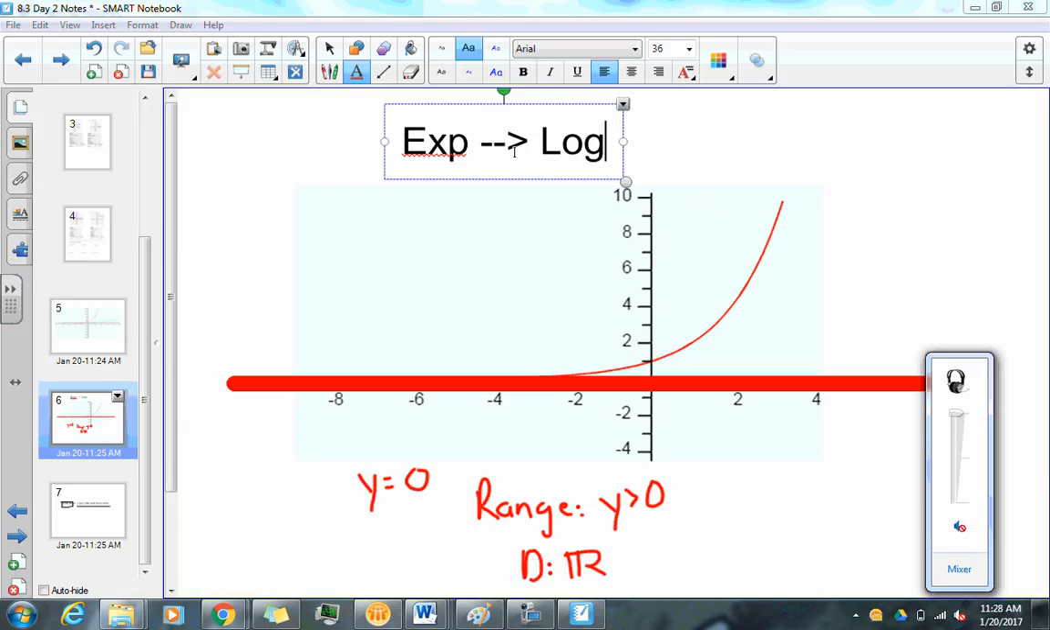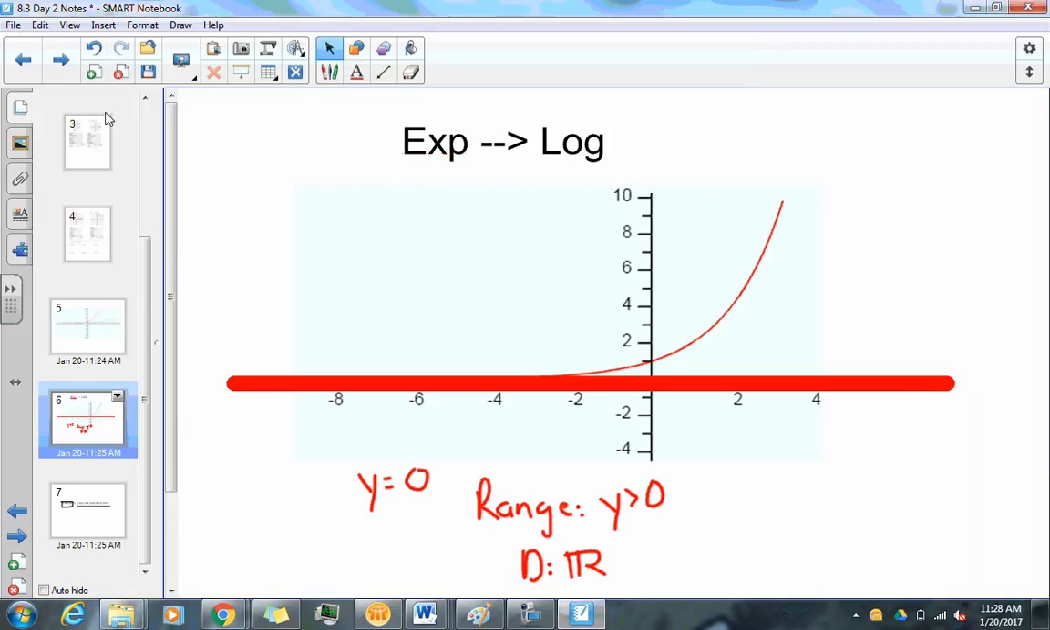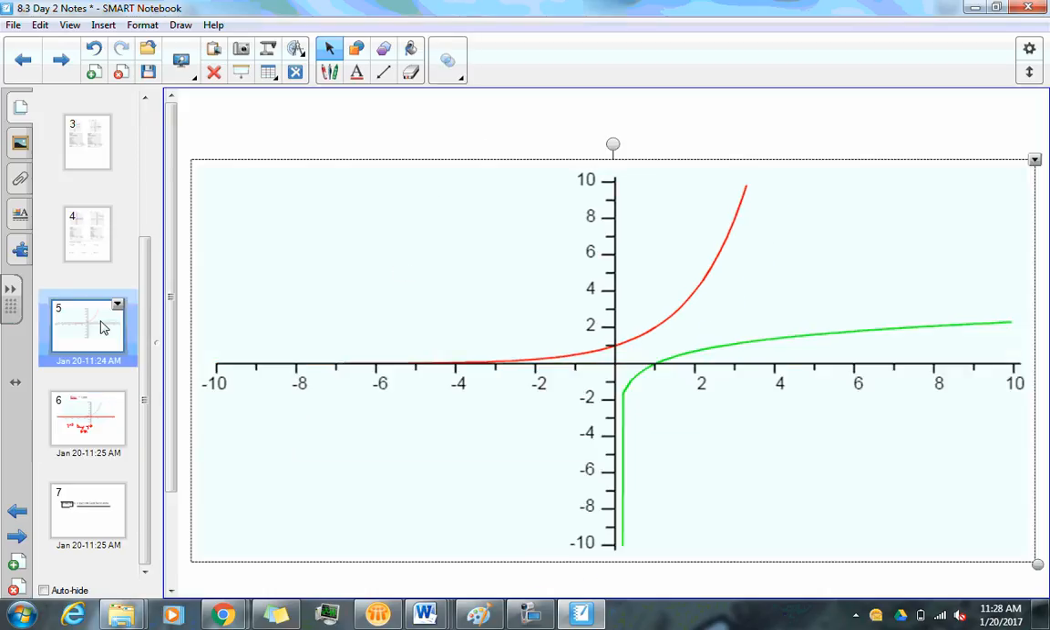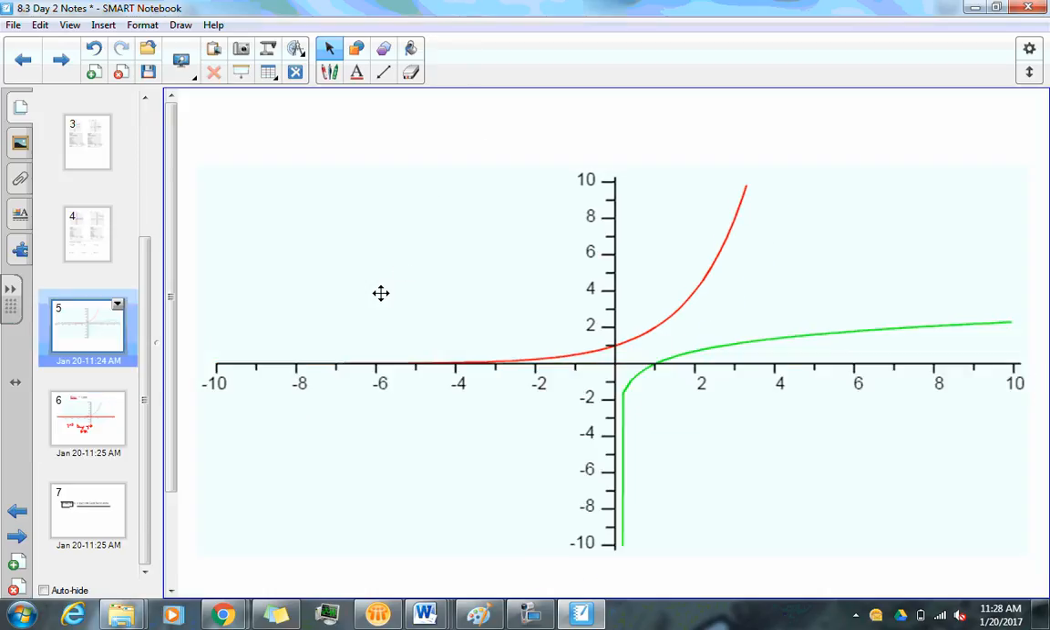It's a log function. So an exponential and a log are two different things. Now, let me show you what a log function looks like. In this picture that I'm showing you, the red is an exponential function. The green is a logarithmic function. So these are mirror images of each other.